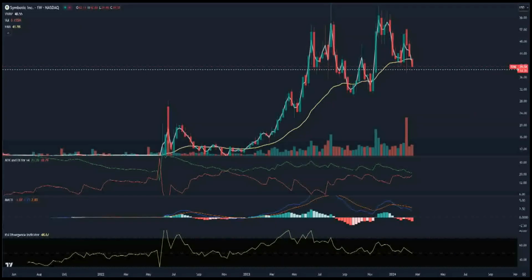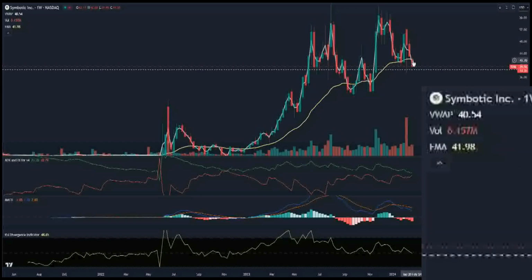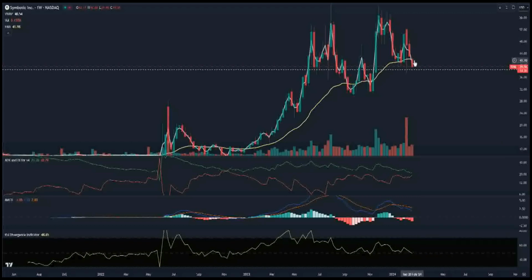Looking at Symbotic's weekly chart here, as you know if you've been following the channel, we first look at the two most important things, which are the EMA in the weekly chart to make sure that it is on an upslope. We can see the yellow line here is on a slight downslope. As we look at the numbers moving back from week to week, it's 41.98 now, and it was 42.15. So it's on a slight downslope here.